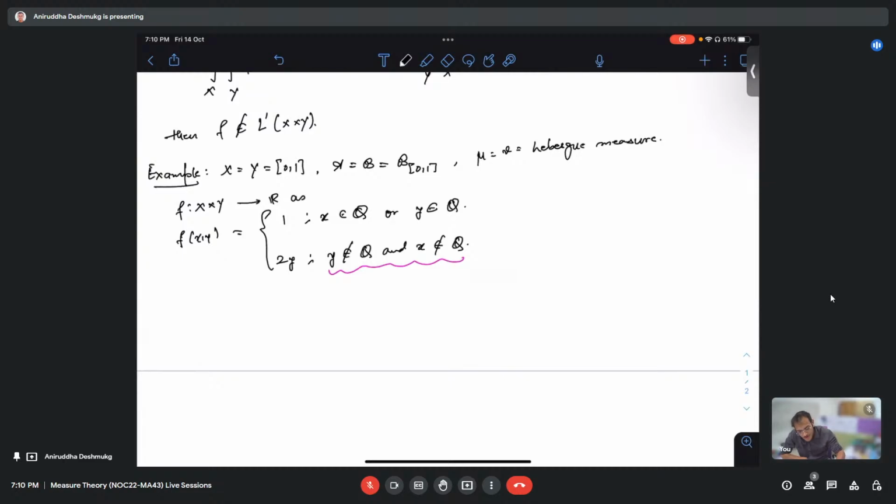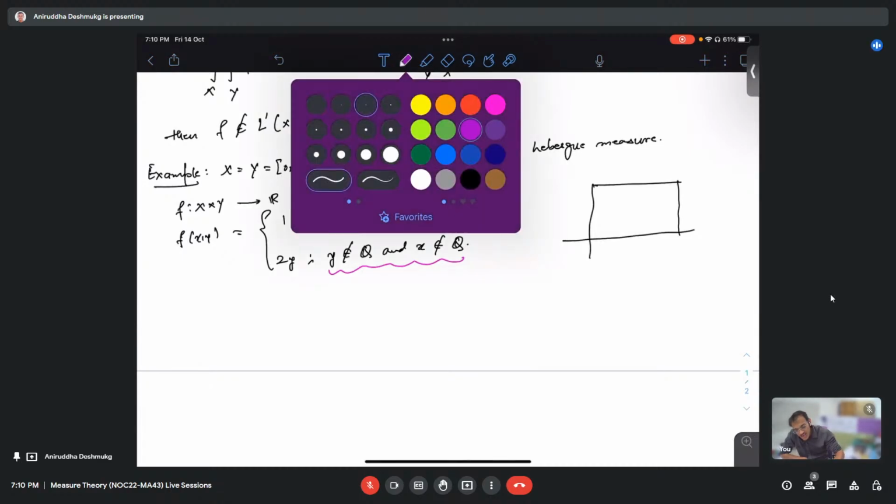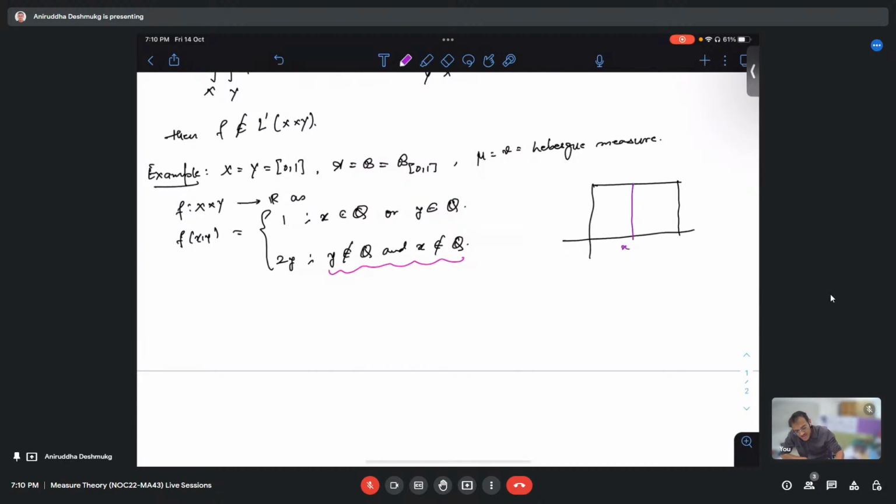But what one can say is this: if we consider the square [0, 1] × [0, 1], and I take a rational line, if this is x and this is a rational number, then on this line f(x, y) is 1. Similarly, if I take y, which is again a rational number, then on this line f(x, y) is 1. So on what points is f(x, y) not 1? That is when both x and y are irrational, then at that point it is 2y. So the height is basically 2y.